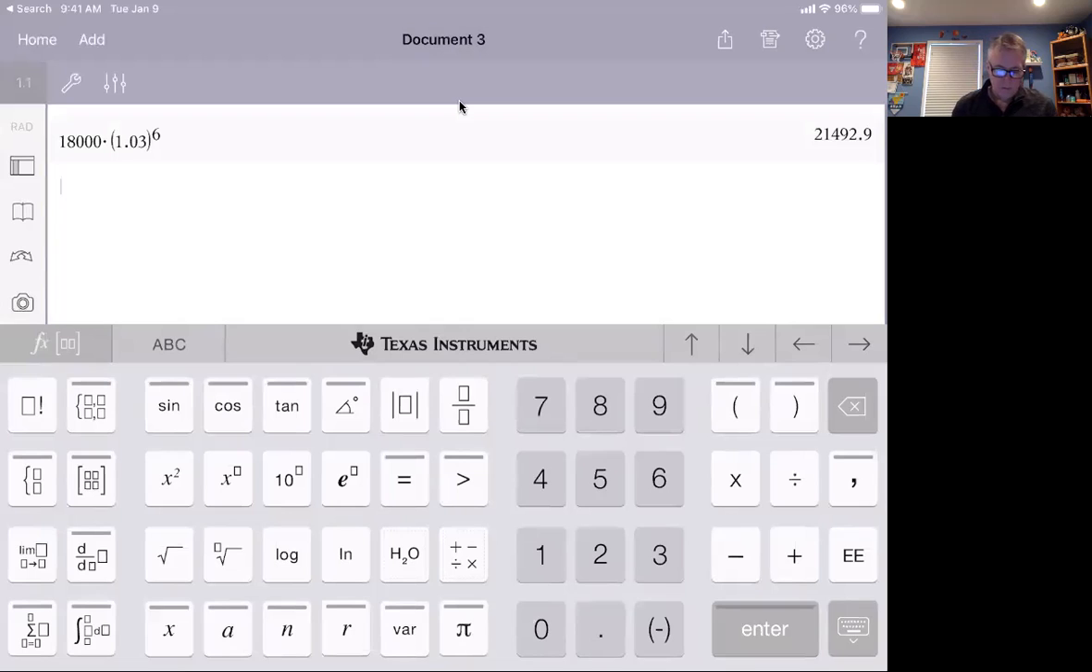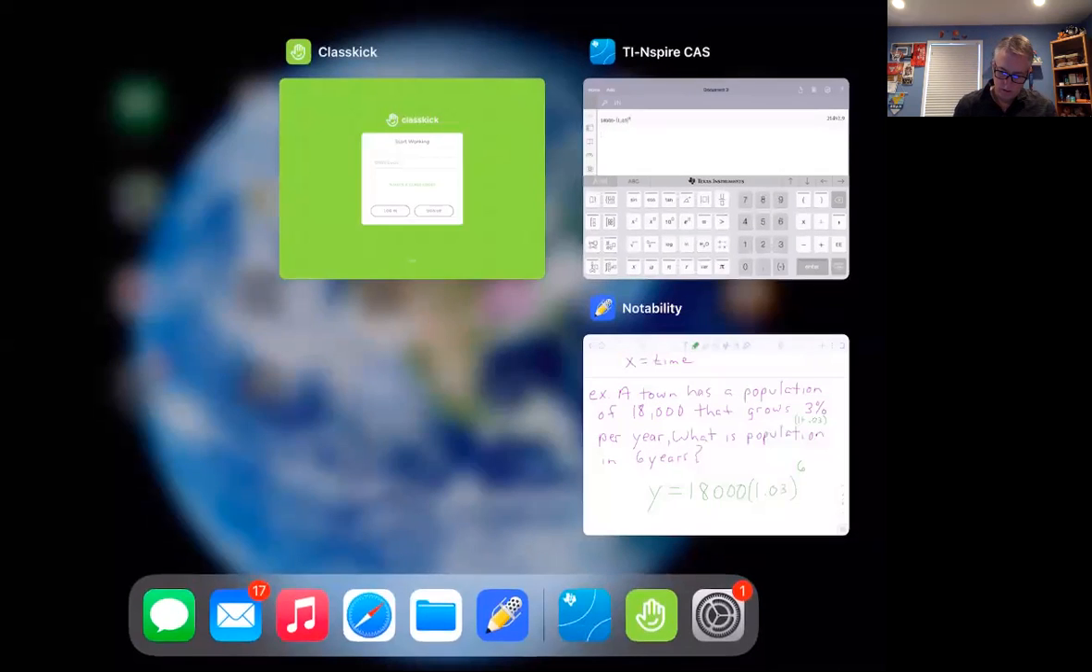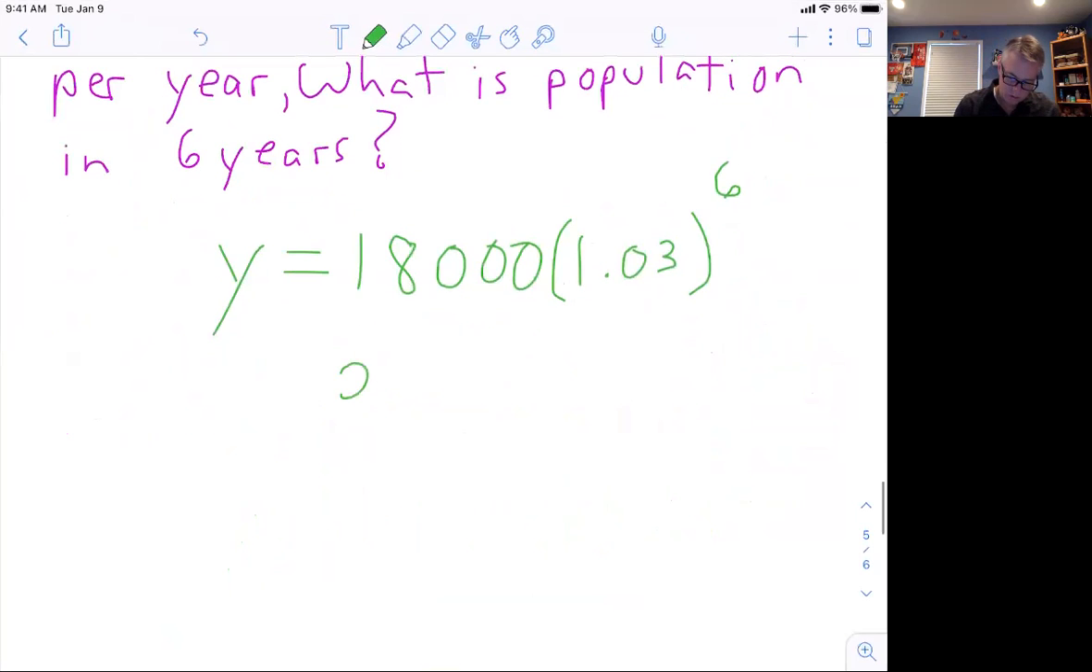21,492.9. But we're talking about people here, right? So we would have to then round that to 21,493. That would be our new population.